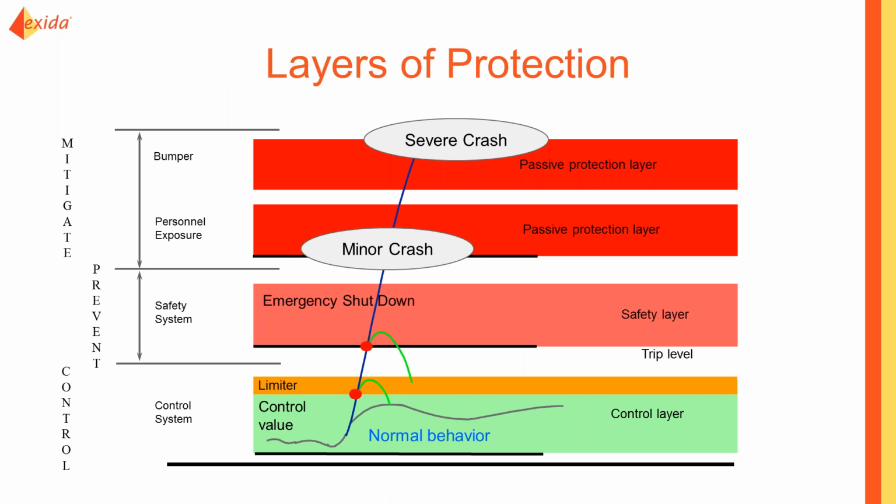So here's an example if we were talking about an airbag, different things that might happen. So we could have a normal control layer, we could have a safety layer, we could have passive layers. So this was kind of to model a crash of a car.